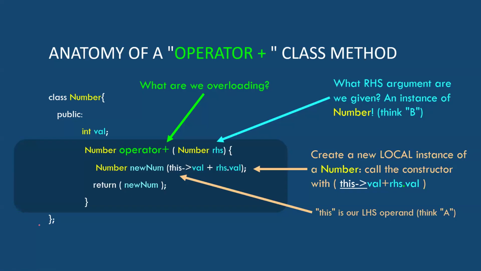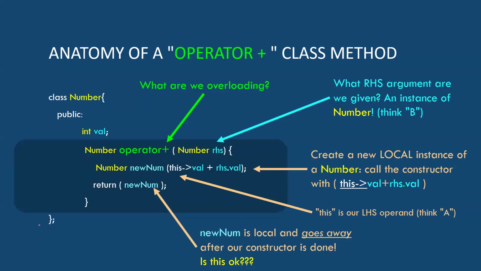Okay, so that's how we kind of break down our operator. Okay, and it's okay that that variable goes away. We're not passing back the address of something. It's like, hey, here you go, take a picture of this, you know, and then return that copy. Okay, and then the new number thing goes away.